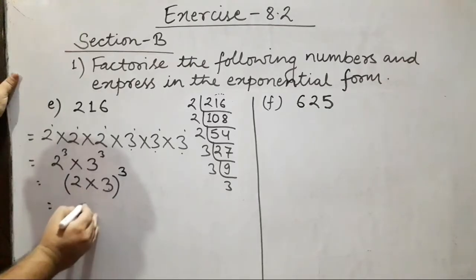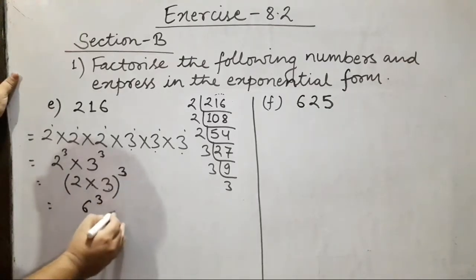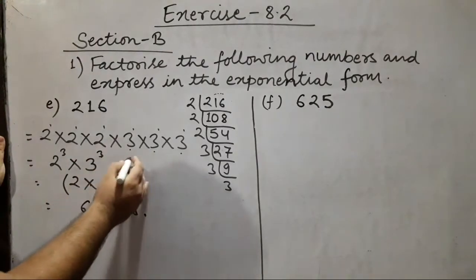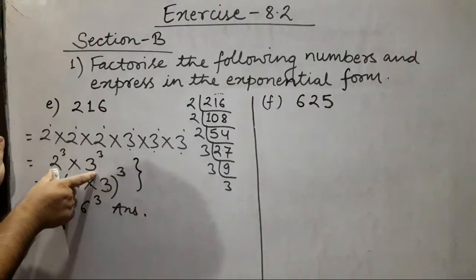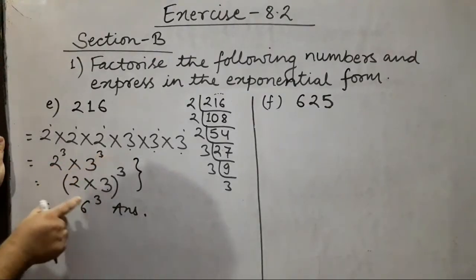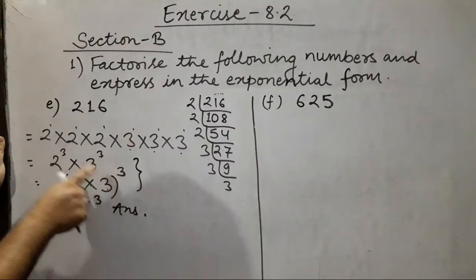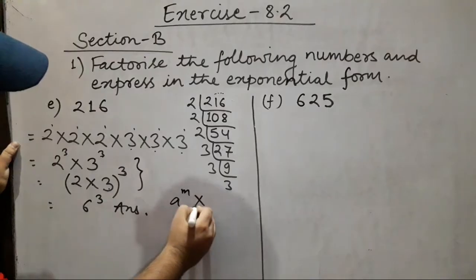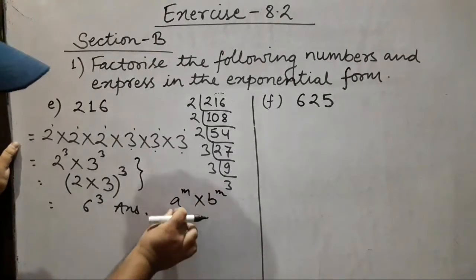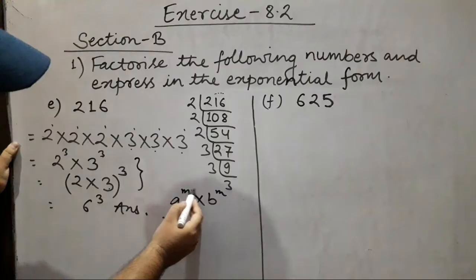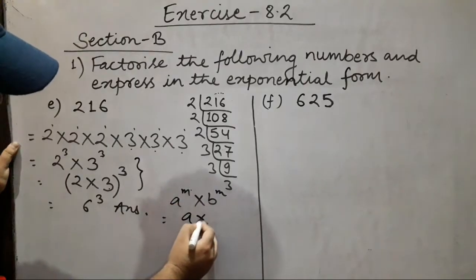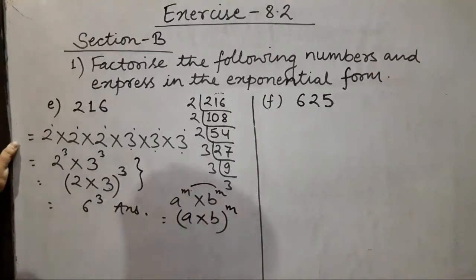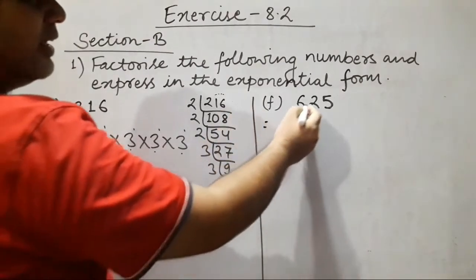So 2 into 3, 6 power 3. This is our answer. Let's understand this part again. If two different bases have the same power, then they can be written inside the same bracket with a common power, like a power m into b power m. Different bases are there and they have the same power, then they can be written inside the same bracket and the power is taken common. Let's take this question, 625.